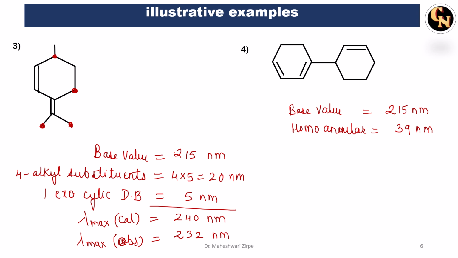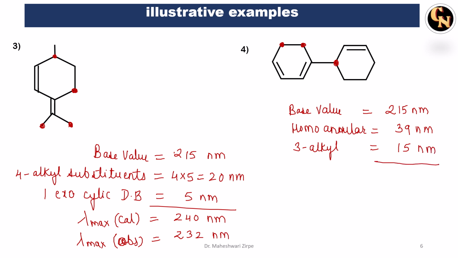Then let us calculate the alkyl substituents for the olefinic carbon. So this is one. Then for this double bond, this is one, and there is one more. You are not going to consider this because this double bond is not in conjugation. Can you see? After this double bond, there are 2 single bonds. So only these 3 alkyl groups. So 3 into 5 is 15 nanometers.